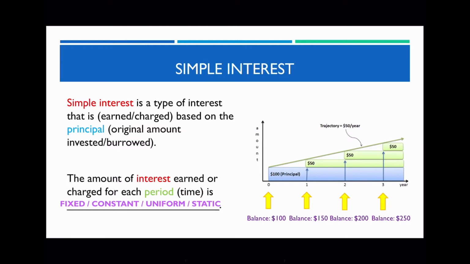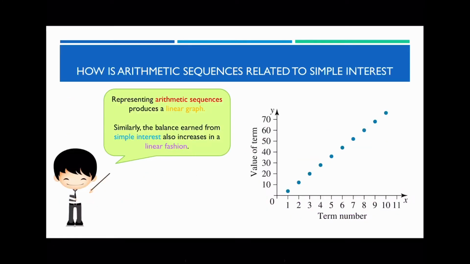Now, the amount of interest that you earn through simple interest is always going to be fixed or constant each single time. So as you can see by my graph on the right hand side here, notice that you're always going to be increasing by the same rate, which in this example is going to be $50 for every year.